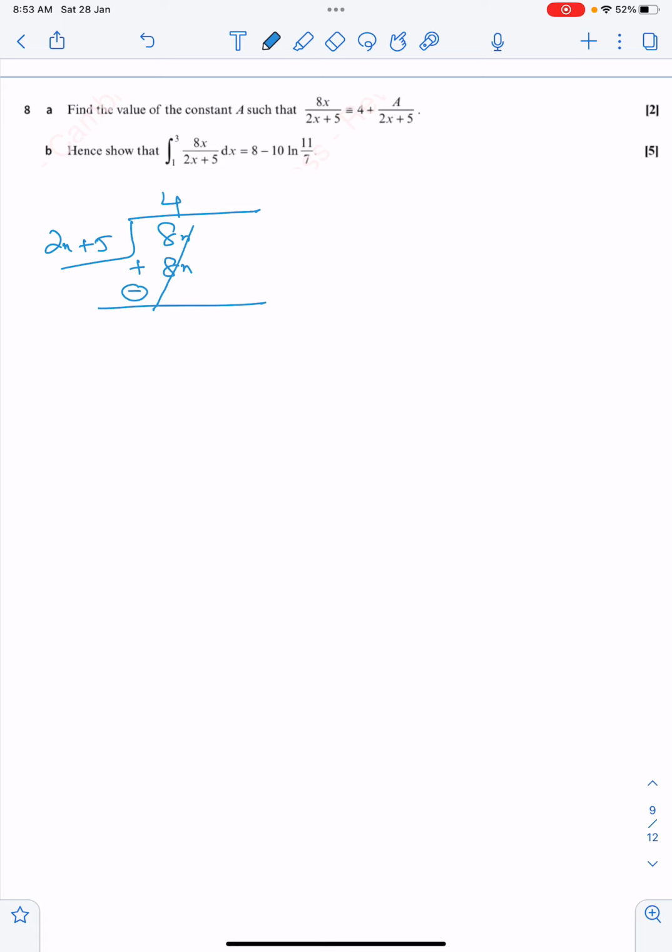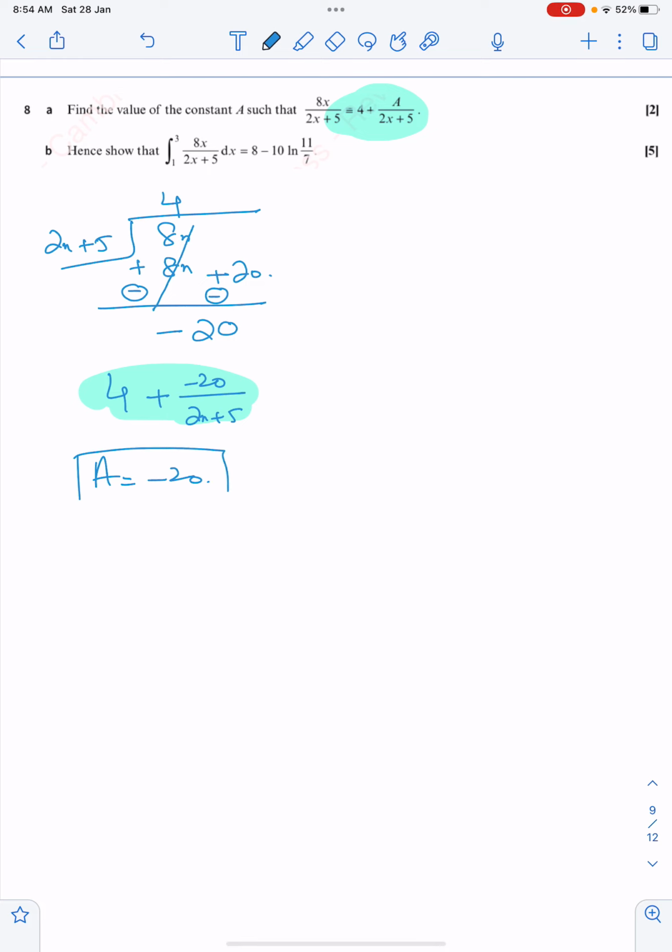Now you multiply 5 by this 4. So 5 into 4 is 20. When you change the sign, the remainder is minus 20. So it's going to be the same as 4 plus negative 20 upon 2x plus 5. If you compare it with this, a is actually negative 20. This is what we had to find out in the first part. So we're done with the first part.